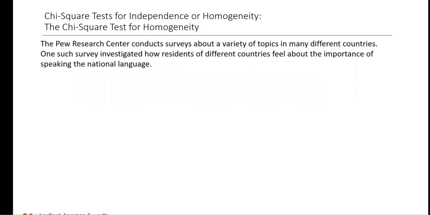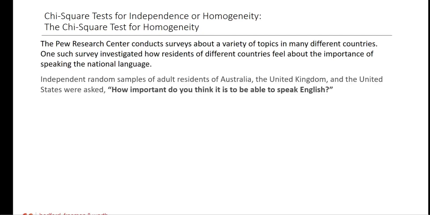Pew Research conducts a survey about a variety of topics in many countries. One such survey investigates how residents of different countries feel about the importance of speaking the national language. Independent random samples, there were more than one, that indicates this might be chi-squared homogeneity. The United Kingdom, Australia, and United States. How important do you think it is to speak English? We're the same variable, speak English, applied to three different situations, three different countries, in fact.